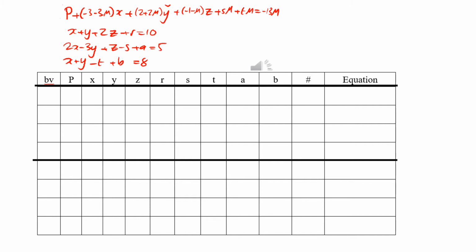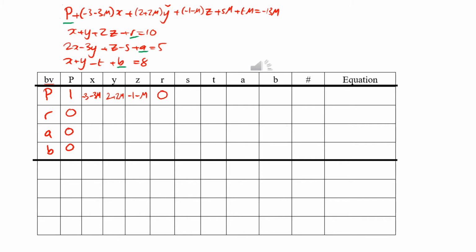Okay, so let's start. Our base variables are going to be p, r, a, and b, because there's one of them in each equation, and it's the values that we're assuming at the start. So we've also got our values as being minus 13. So let's fill this in. So p column, I think this might be the last time we see it, but it's just going to be 1, and zero everywhere else. And you may need to write on a diagonal or use your extra small writing, but this is minus 3 minus 3m. This is 2 plus 2m. This is minus 1 minus m.